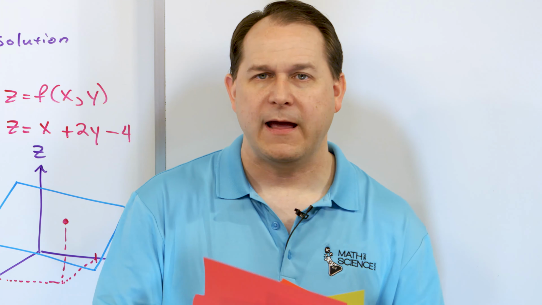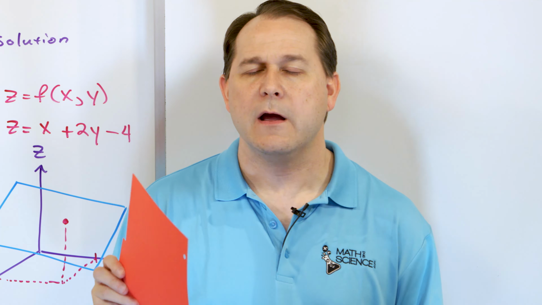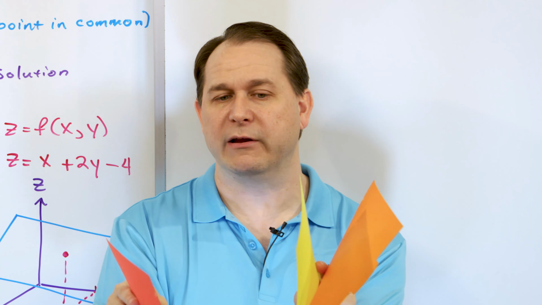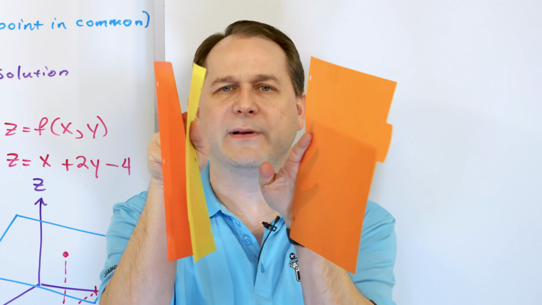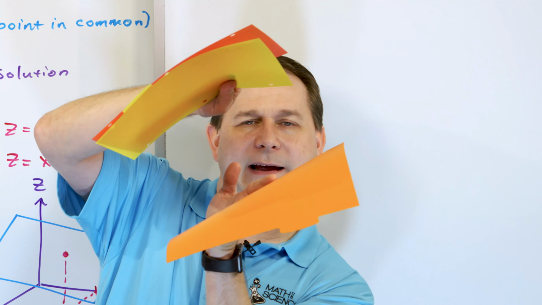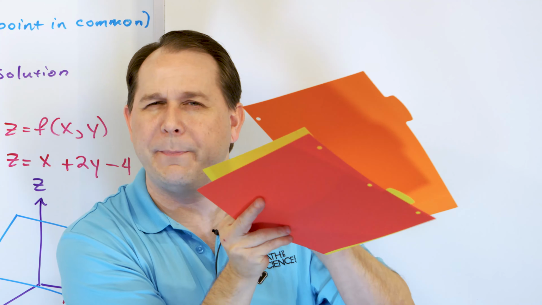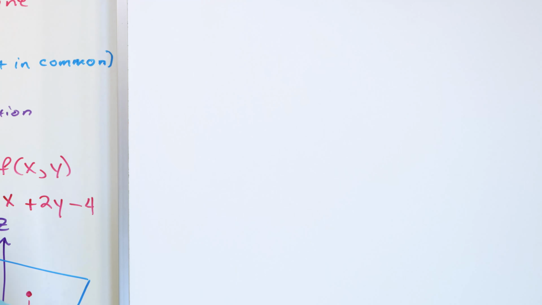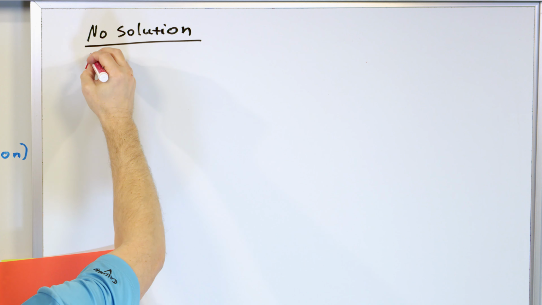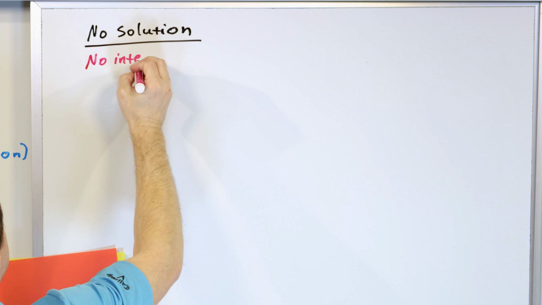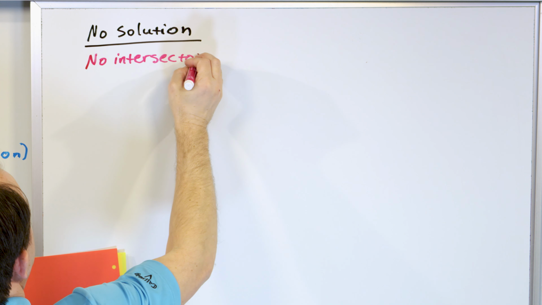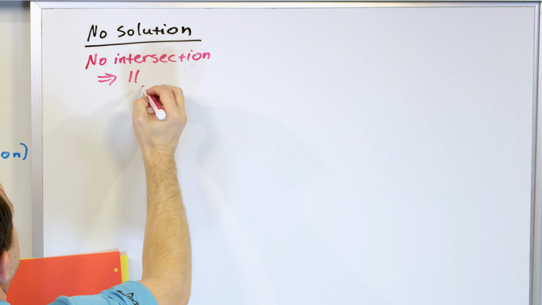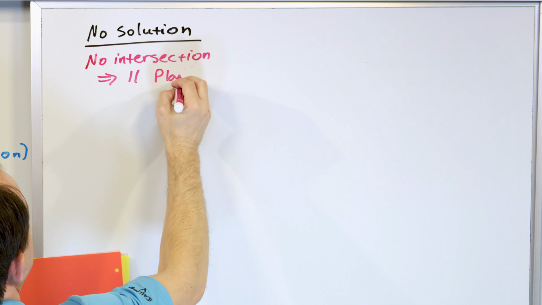So if this is a plane, and this is a plane, and this is a plane. I don't have three hands, unfortunately, but if you can visualize, this is a plane coming to you. The yellow plane is coming exactly parallel to this one, and the third plane is also exactly parallel. Maybe they're like this, maybe they're angled like this, but they're all parallel. Then they never intersect. Those planes will never have a common point, so they'll never have a solution. So no intersection, which means you have parallel planes.